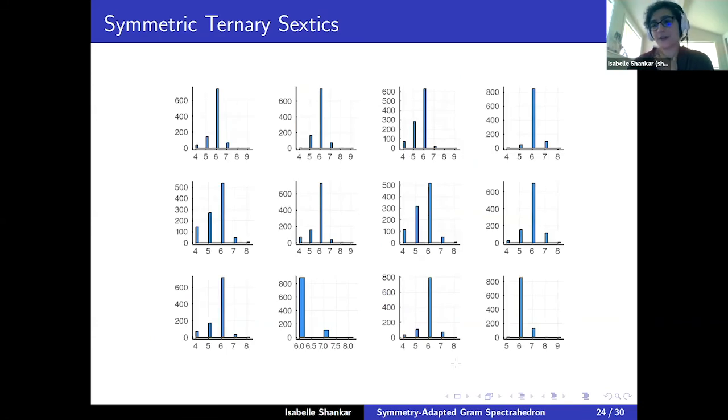To get a better sense of what the boundary looked like, we ran some computations. Each one of these graphs corresponds to a random symmetric ternary sextic that is a sum of squares. We ran random polynomials and picked out the ones that were sums of squares. Then for each of those, we ran the SDP for random cost functions 1,000 times to get a sense of what ranks we got. The numbers down here correspond to the rank of the matrix for a given solution, and the bar is how many times we got that solution.